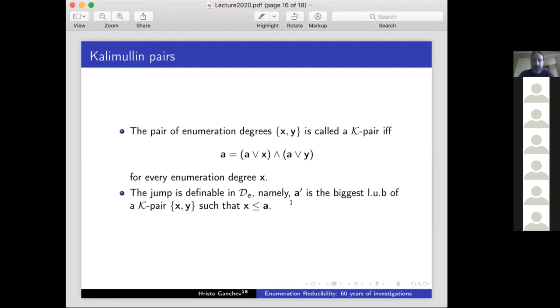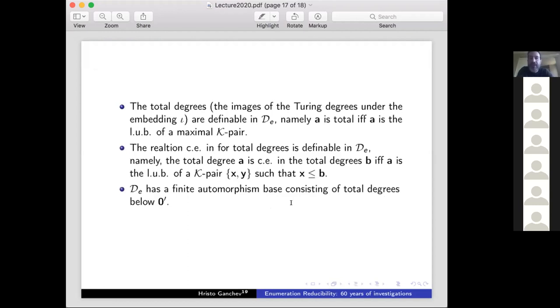Now, besides defining the first jump, Kalimulin pairs turn out to be very, very helpful for building results which are not derived from the Turing degrees, and even anticipate results in Turing degrees or prove something that cannot be proved in the Turing degrees. For example, the total degrees, the images of the Turing degrees under the natural embedding, are definable in the enumeration degrees, which means that the structure of the enumeration degrees is in some sense more powerful than the structure of the Turing degrees, because we can simulate in here what happens in the Turing degrees. So we need to investigate this one in order to understand even what happens in there.